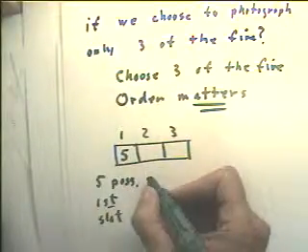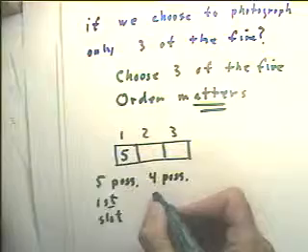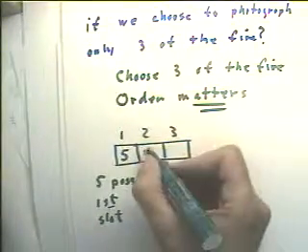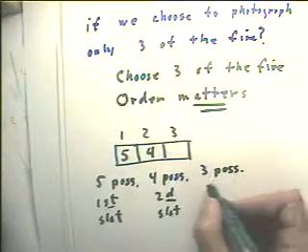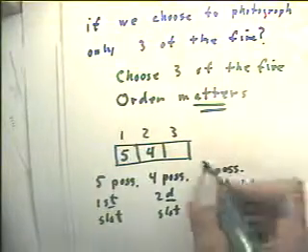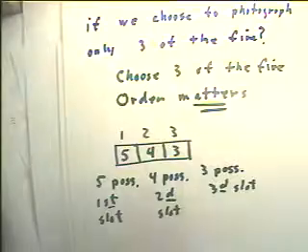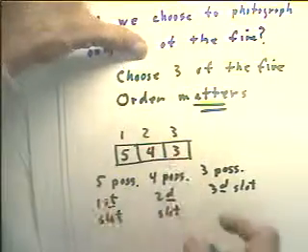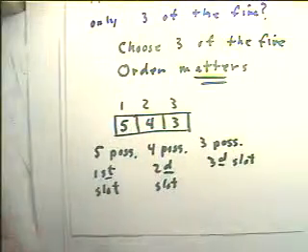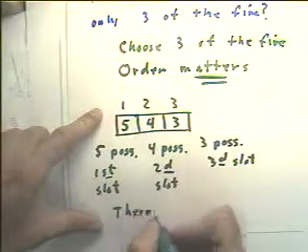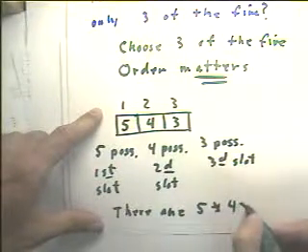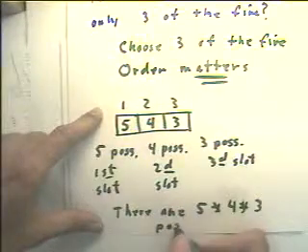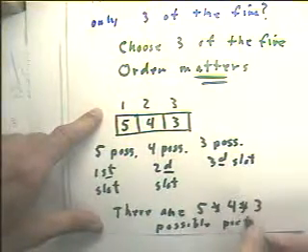Having picked that person, there are only 4 possibilities for the second slot. So we're going to have 4 here, and of course that leaves us with only 3 people left to choose from for the third slot, so that the number of possible pictures is going to be 5 times 4 times 3. So there are 5 times 4 times 3 possible pictures.